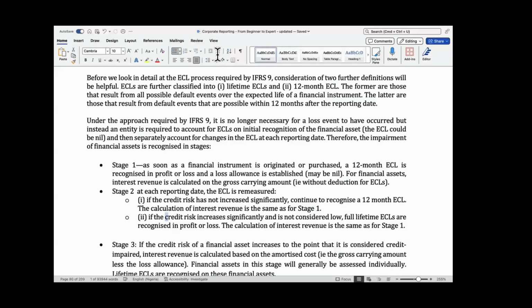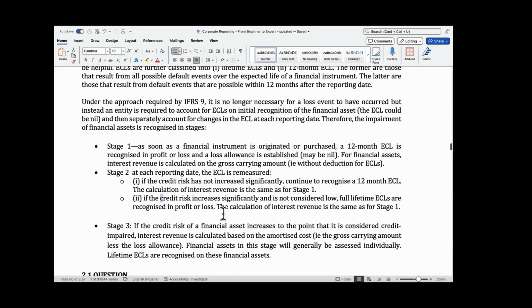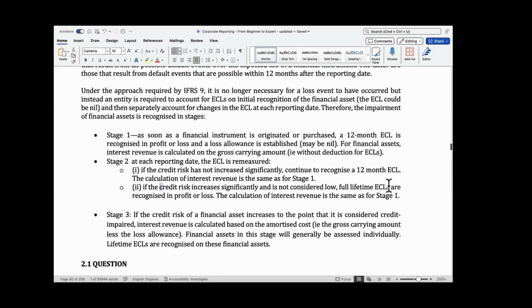Now, having mentioned that, when it has increased, you make a full lifetime ECL. If it has not increased, you continue making your 12-month ECL. But it's already at stage 2 at the end of each year. Don't forget, your interest in both cases is still calculated on your gross carrying amount, just like you have done for stage 1. Now, stage 3.